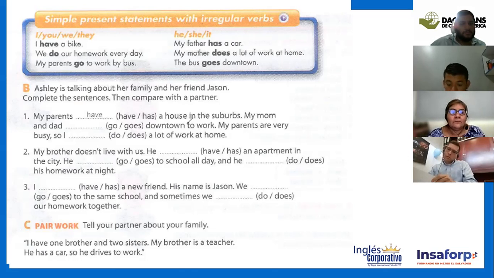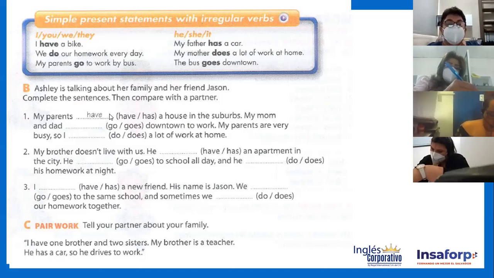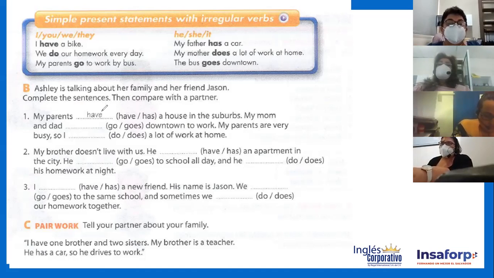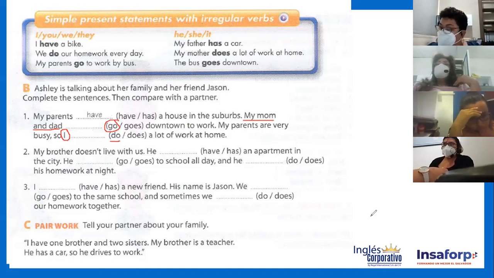Okay, guys, let's try to do it together. For the input, right? We're going to complete this part. Okay, let's see. Can you help me with the first part, Lorena? The first part, can you read it, please, Lorena? My parents have a house in the suburbs. My mom and dad go. Tenemos my mom and dad, right? Tenemos dos sujetos. Which go. Sería go. Okay. Oh, very good, Lorena. Continue, please. My parents do. Ok, muy bien, right, porque tenemos I, sería entonces do. Ok, perfect, Lorena, thank you.